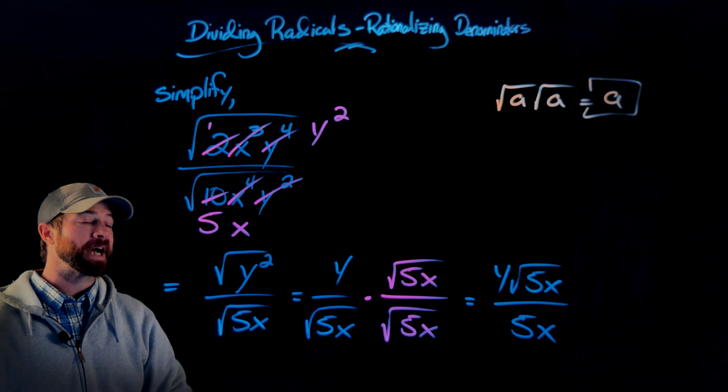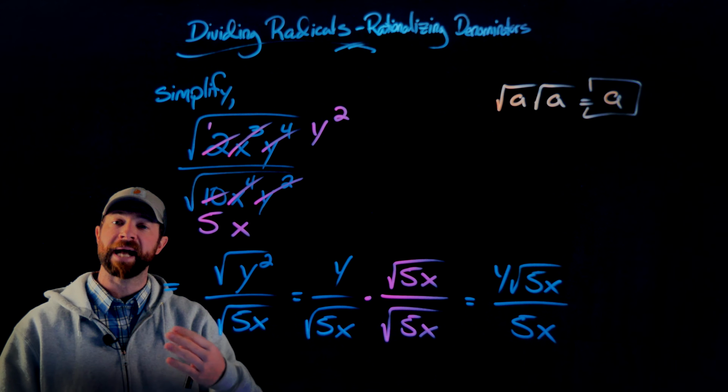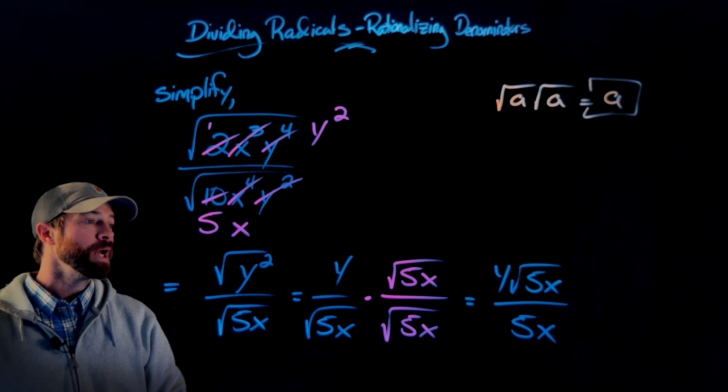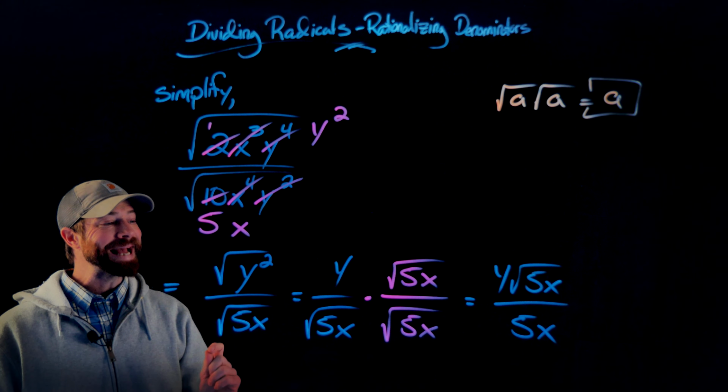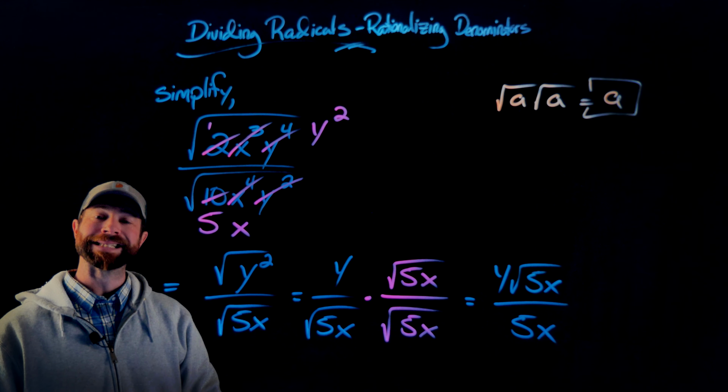This now is the most simplified version of this expression. It's the most simplified because there's no common factors to cancel between the numerator and the denominator. The square roots are as simplified as possible, and I don't have any square roots in the denominator.